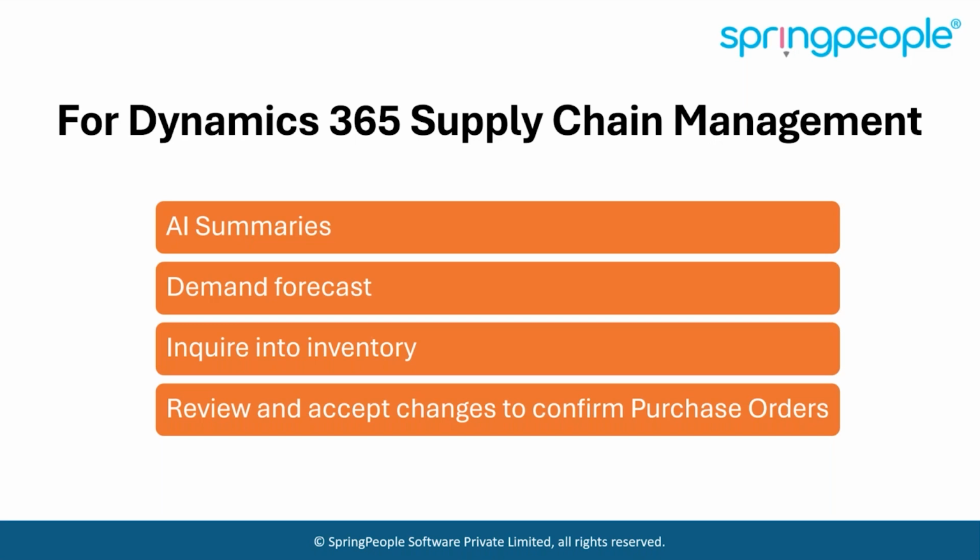We have inventory preview, which is important, and other things that are part of the offering from the supply chain. By the way, inquiry into the inventory is in preview, so that is something new. Then we have review and accept changes, which is again a part of the process. One of the workspaces is where you can do this activity.